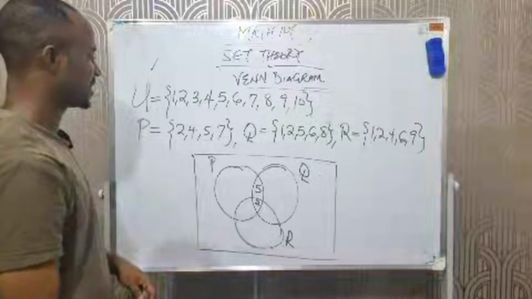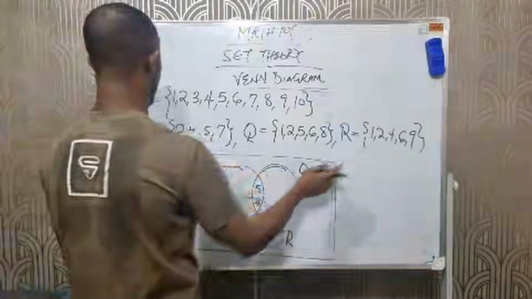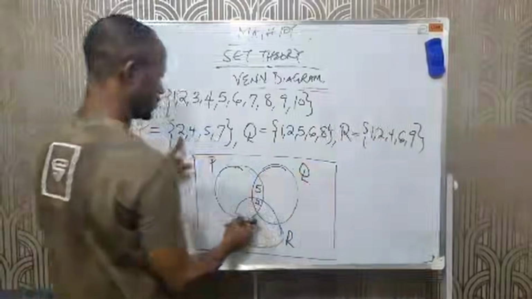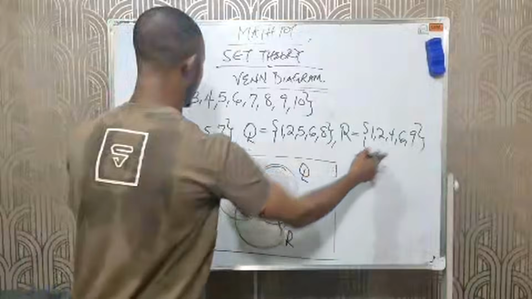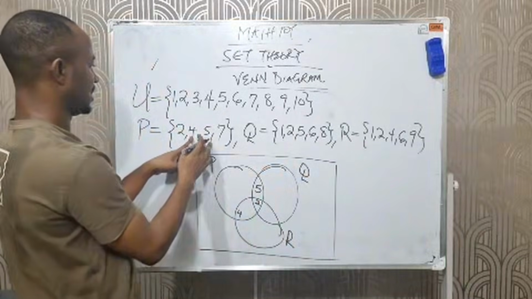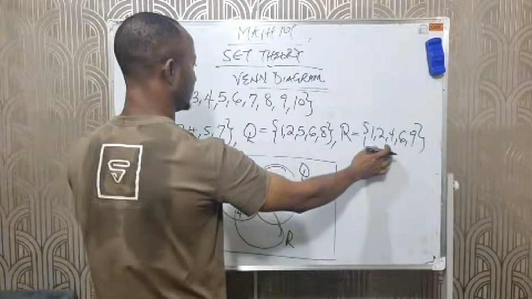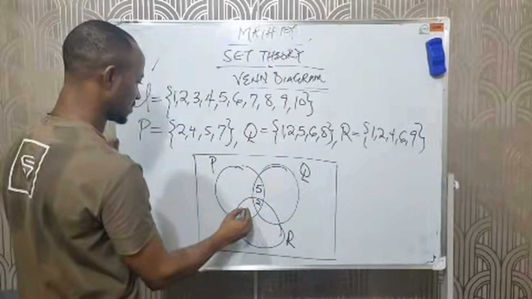Then the next is to take between P and R. We have 2 in both, but 2 is already out, so I will not repeat 2 again. We have 4 in both, so I'll bring out 4. Let's check the other numbers. We have 5, there is no 5 in R. We have 7, there is no 7 in R. So the result here is just only 4.